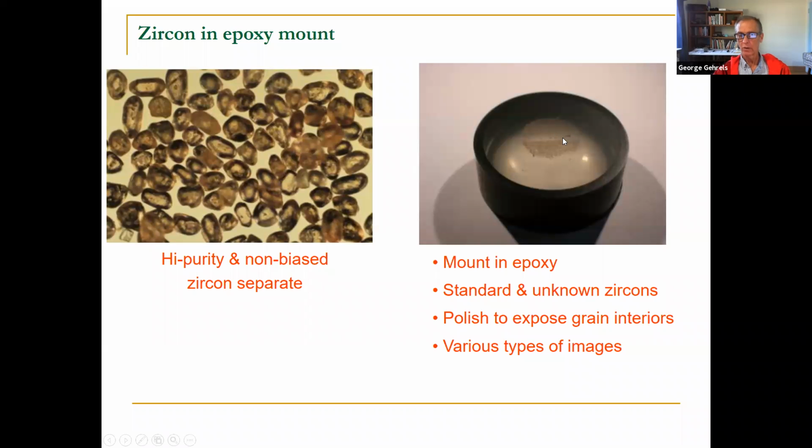I want to have the standard right there next to my unknown to make sure the value I measure for my standard is the same as that unknown. This is actually kind of a laborious process. You have to put standards on every mount. You have to have a lot of standards because you're going to go through them fast. But I think this is the best way to do it.